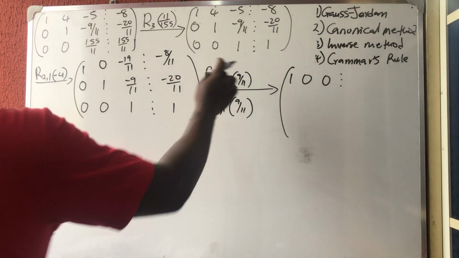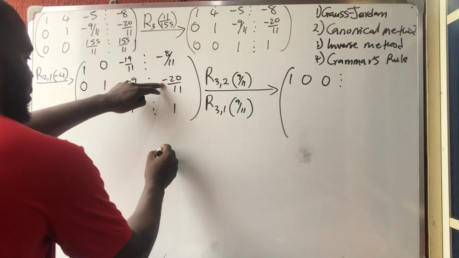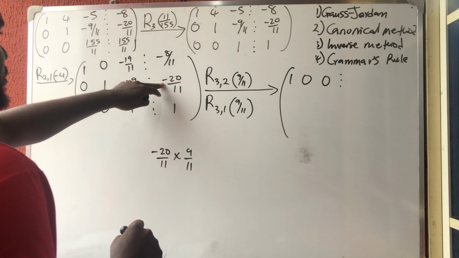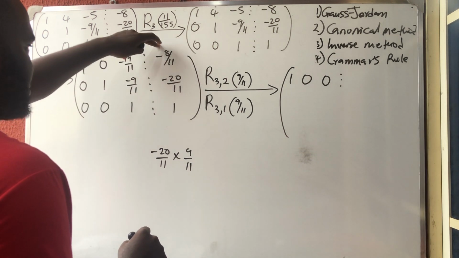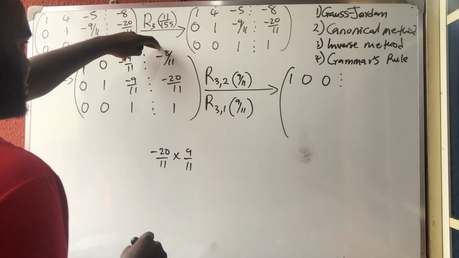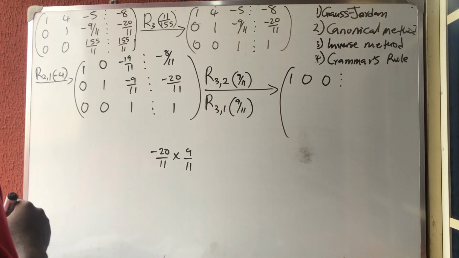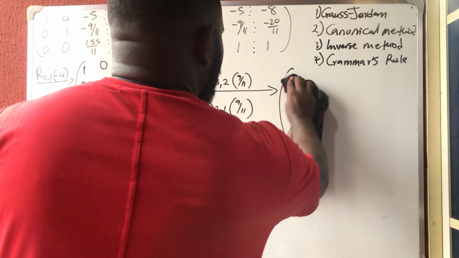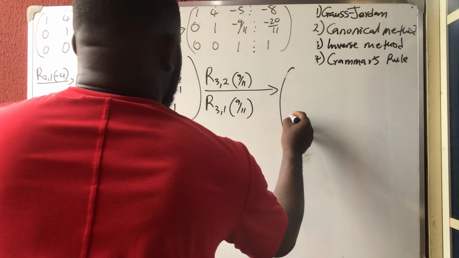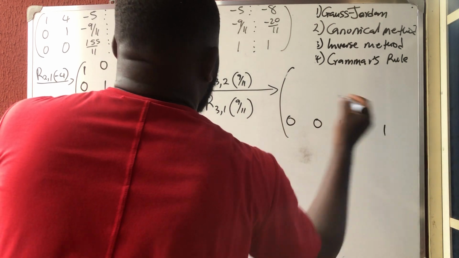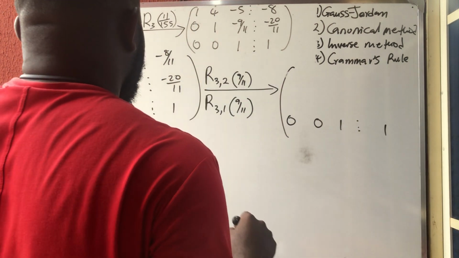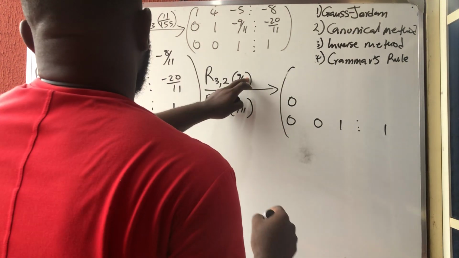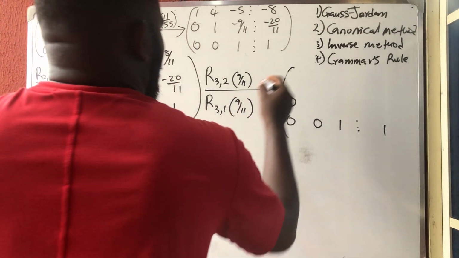Okay, now we are multiplying this thing by 11. So we have minus 20 over 11 times 9 over 11. Then we'll now add it here. Sorry, no. Let me see what I'm doing. Row 3 is what is saved, so 0 0 1, then 1. Okay, we are multiplying row 3. So 0 times this is 0. 0 plus this is 0. 0 times this is 0. 0 plus 1 is 1.